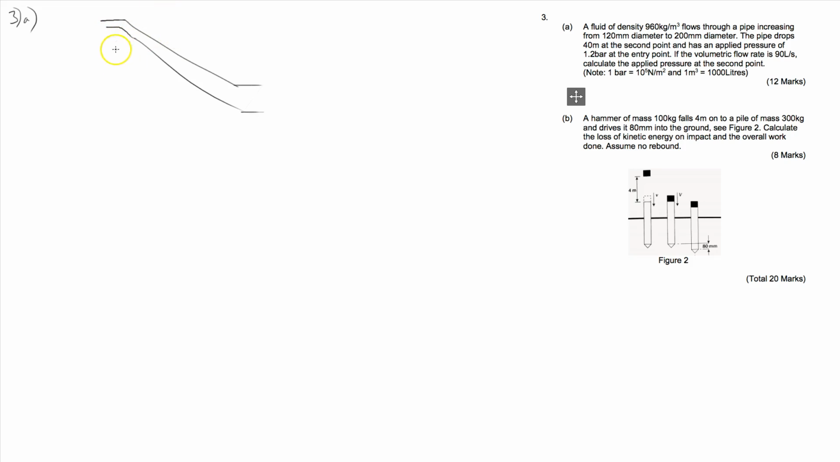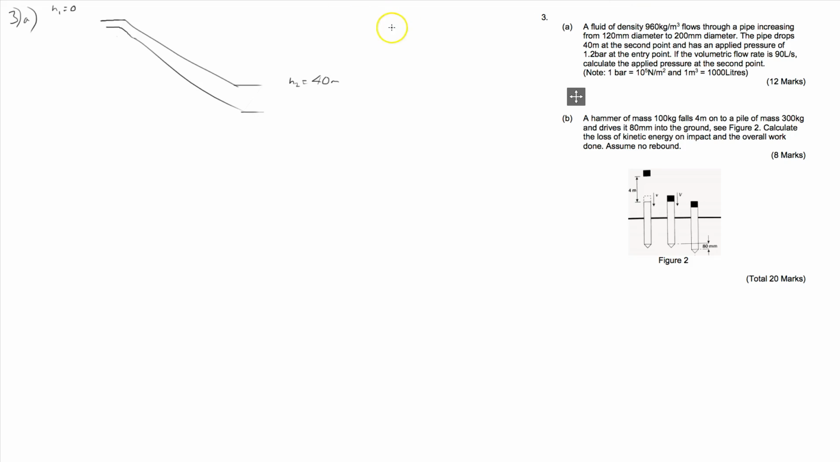So at this end we've got what they call the head. It's on the flat, so the H1. I'll refer to this entire end as 1 and this entire end as 2. So H1, the head at 1, is 0. The head at this end, H2, it tells us there's a 40 meter drop. So 40 meters. Okay, there's a fluid of density.